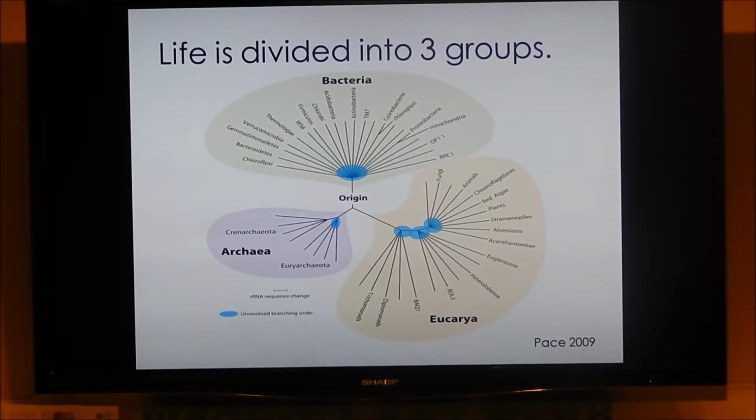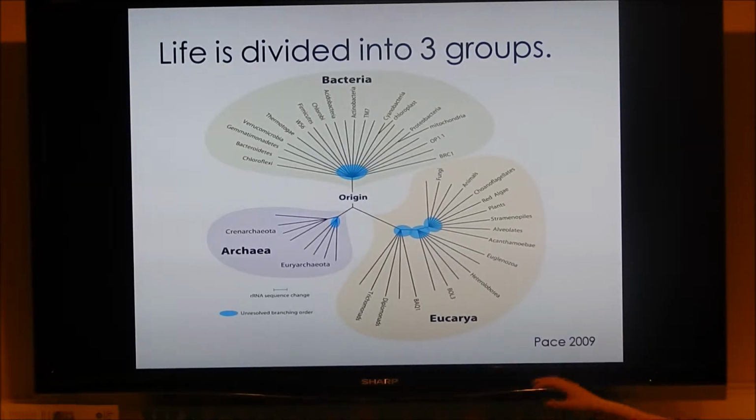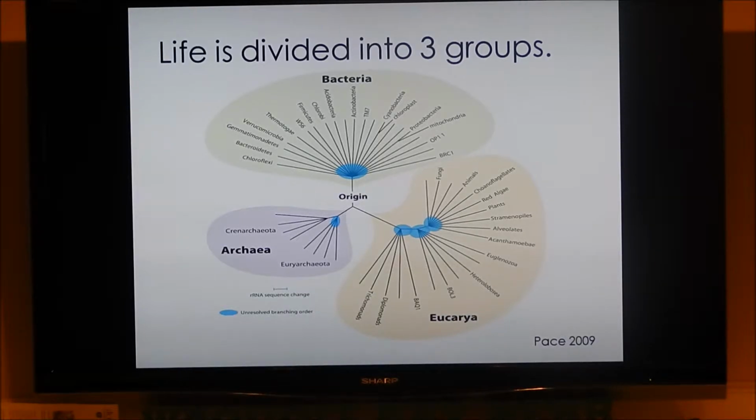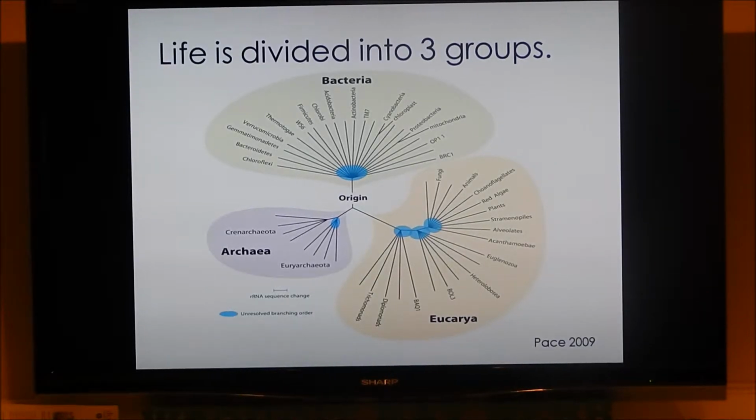So I have a question for all of you. How much of this tree and how much of these divisions do you think contains microbial life? Or rather, what ones do you think, what percentage or grouping do you think don't contain microbial life?